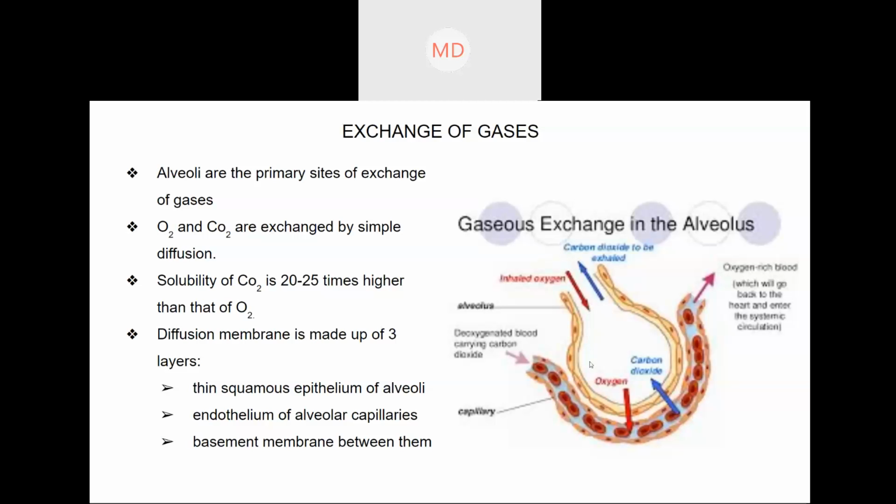So now what will happen? How many types of blood cells are there? Can you tell me how many types of blood cells there are?